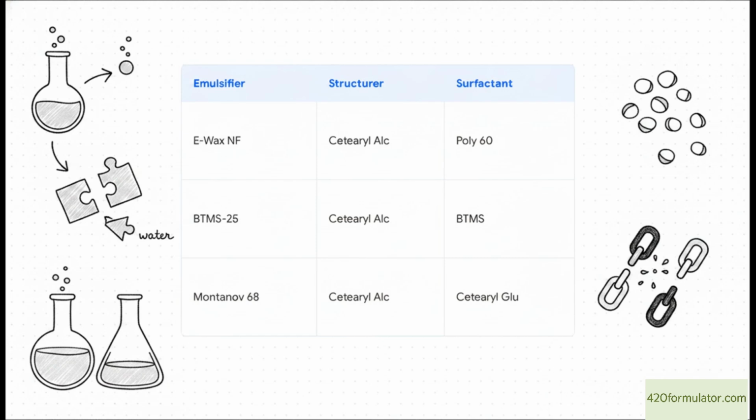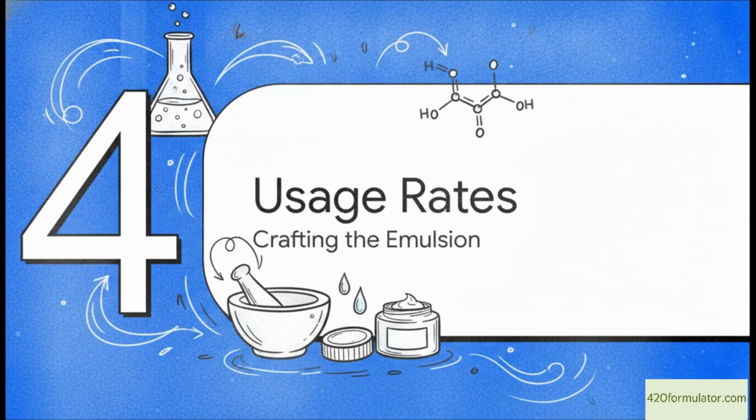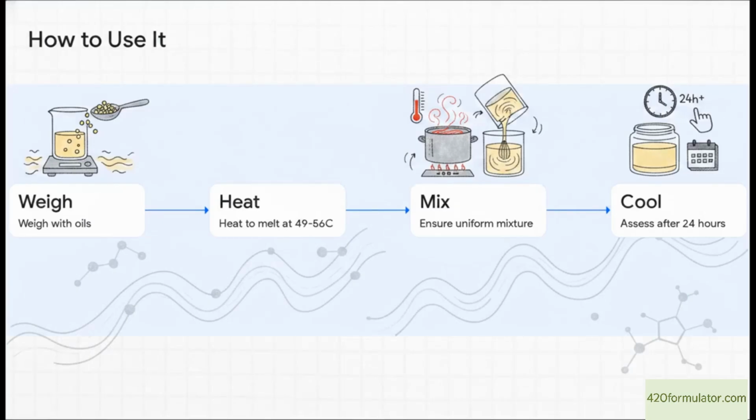The chemistry is completely broken at that point, and your emulsion is basically guaranteed to fail. That brings us to Section 4, Usage Rates and Formulations, Crafting the Perfect Emulsion. Let's walk through the exact step-by-step process for working with this.